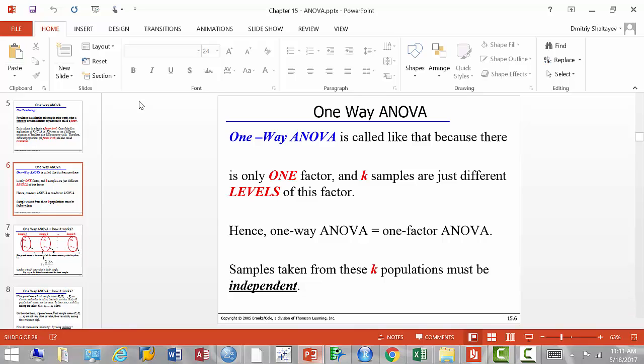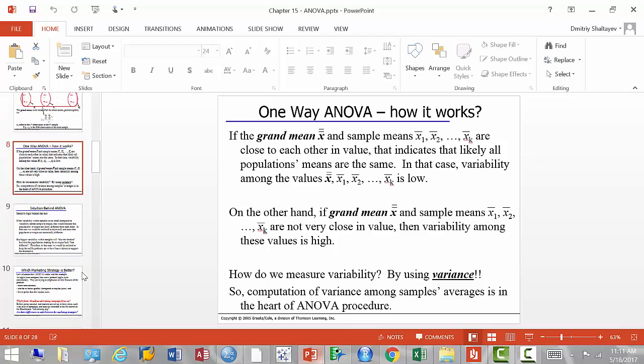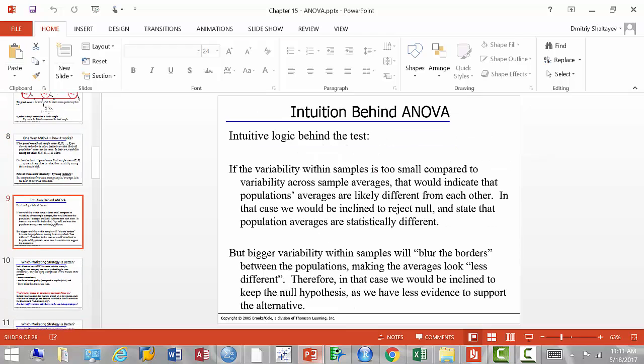Samples are collected independently from each other. They are not linked, they are not related anyhow. Okay? We collect sample 1 randomly, sample 2 randomly, sample 3 randomly. There is nothing that links them among themselves. All right.